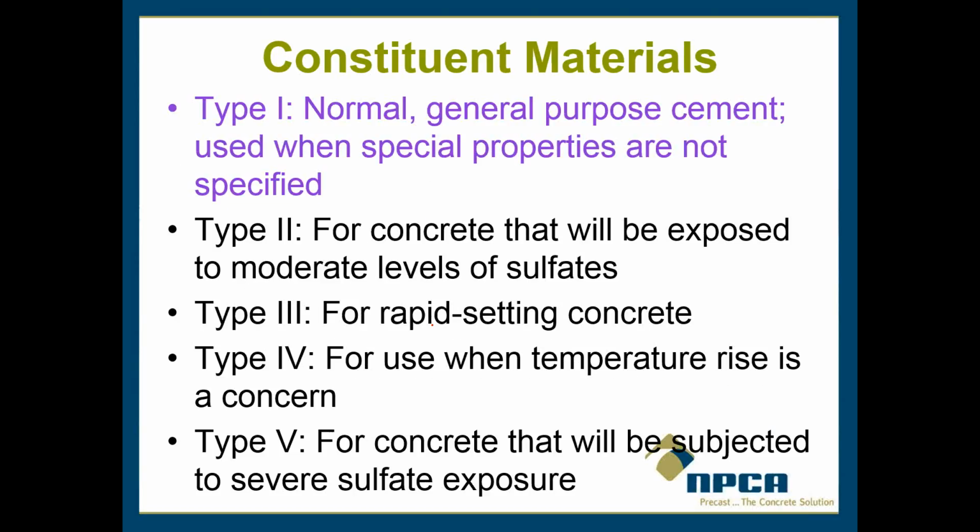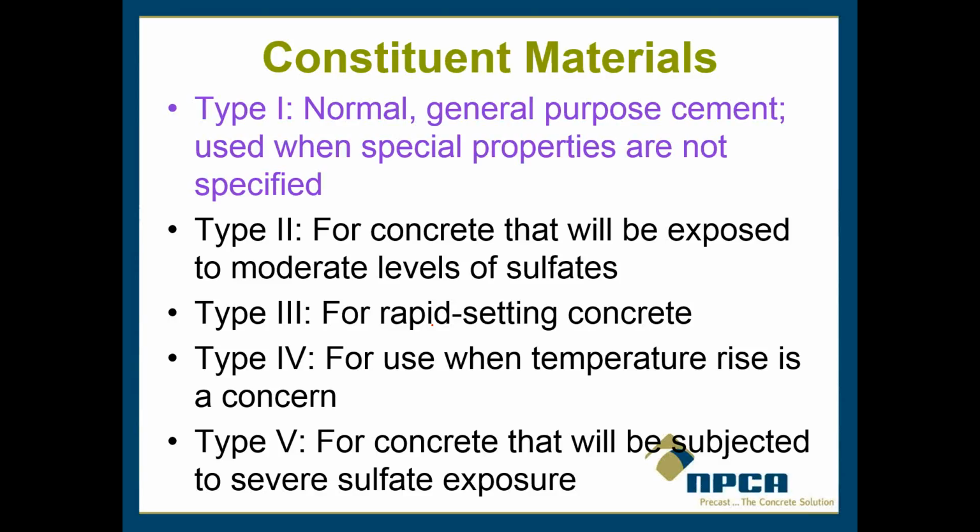So type 1 is just normal, general purpose cement. If we're not designing this product for any particular special use, and it doesn't require any really snazzy properties, then we're just going to use type 1. Type 2 is used for moderate sulfate levels. Sulfates come from like salt, like de-icing salt, stuff like that.